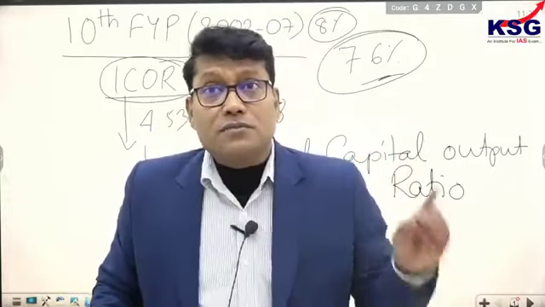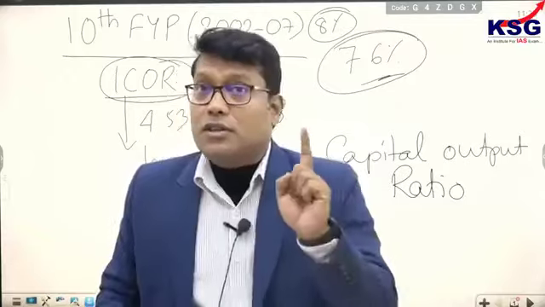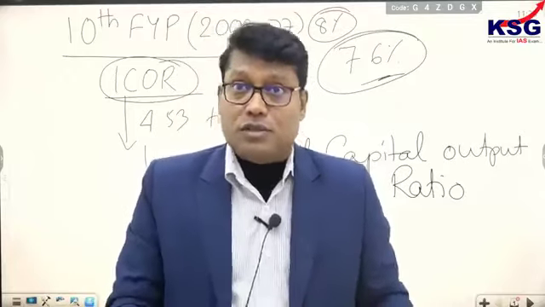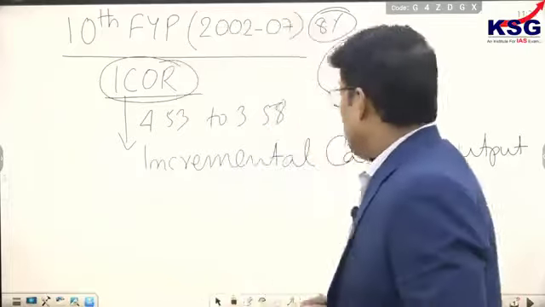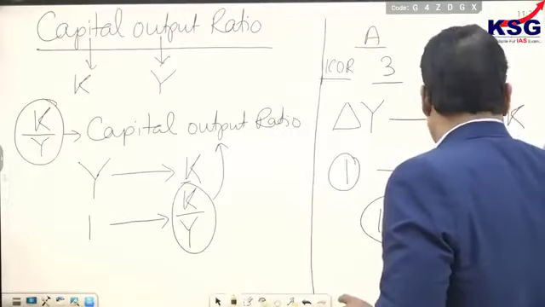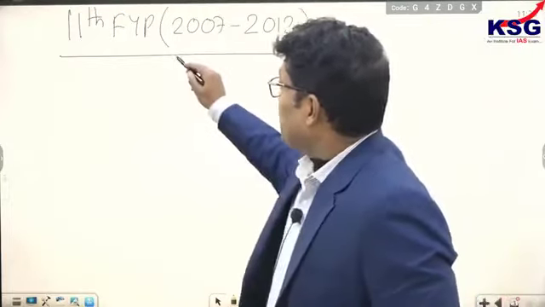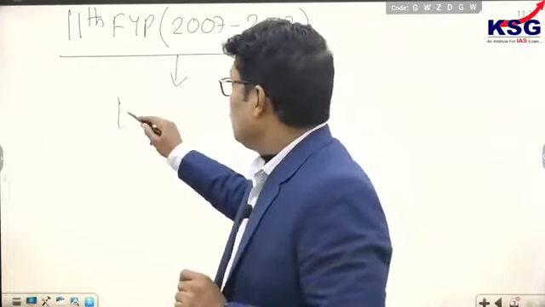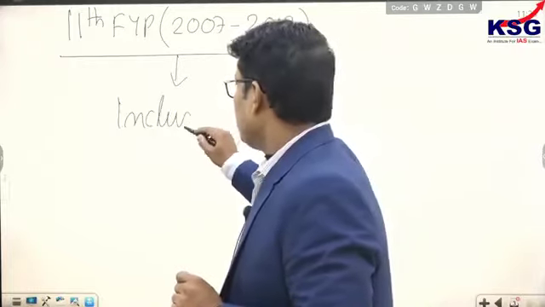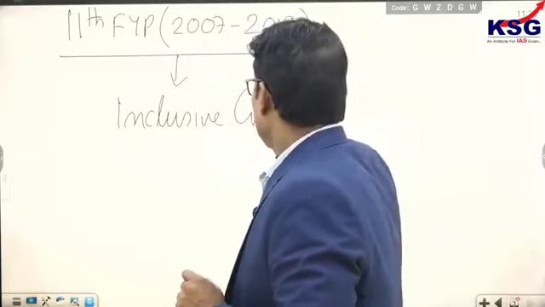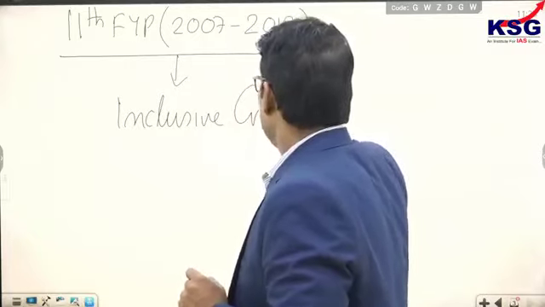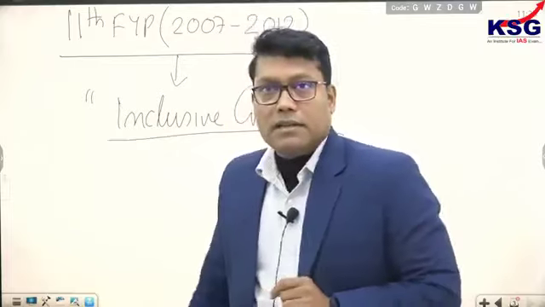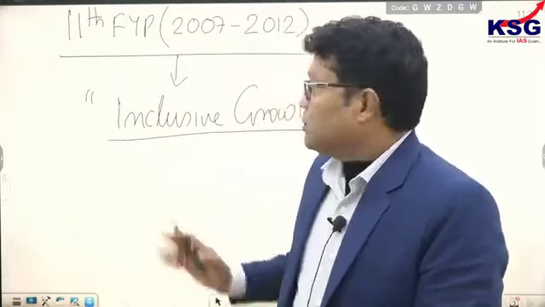Then, for the first time, policymakers came out with the concept and objective of inclusive growth. So in the 11th 5-year plan, the main target and priority was inclusive growth. Inclusive growth was the main target in the 11th 5-year plan.